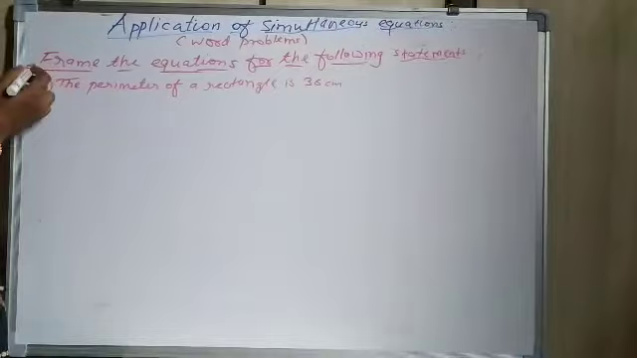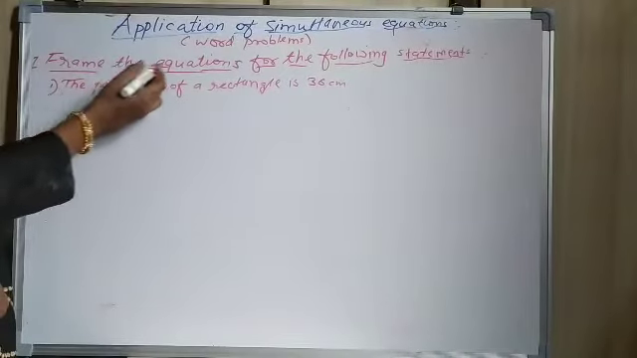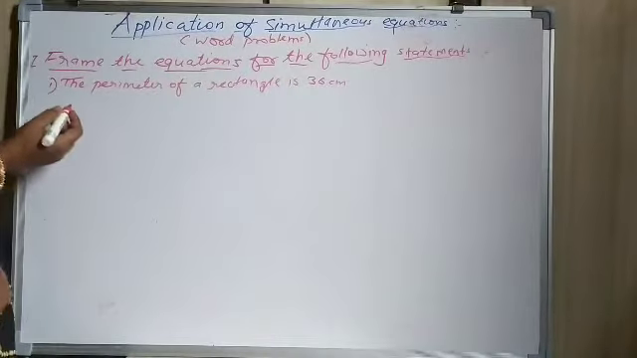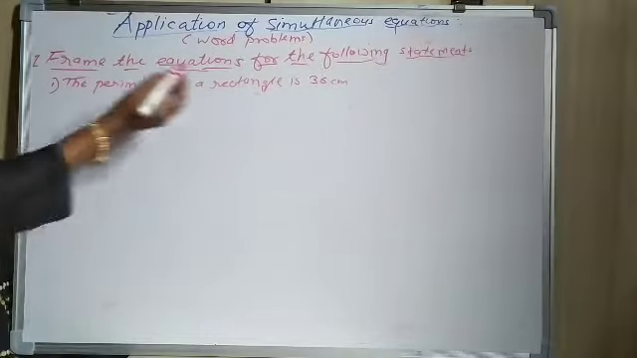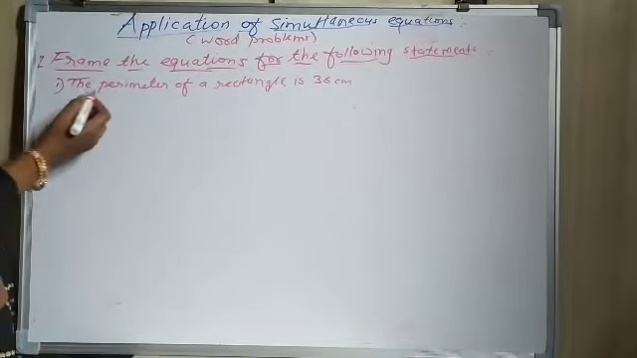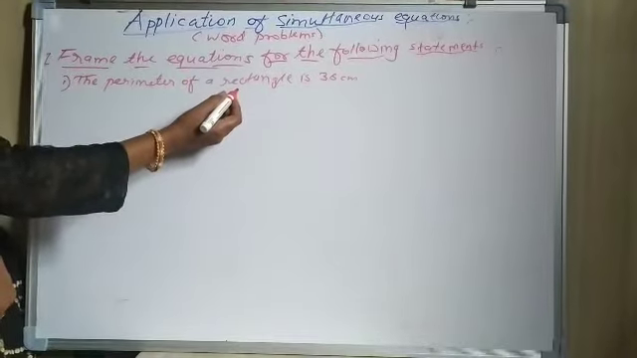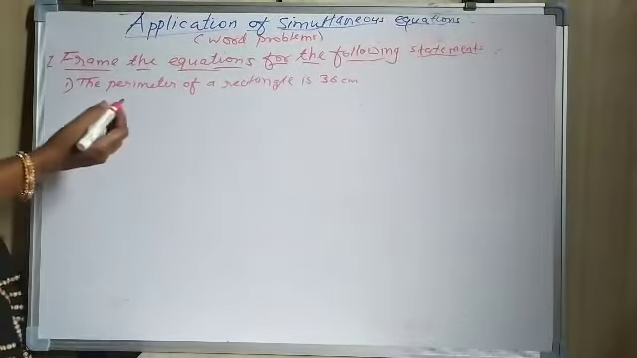Today we will study the topic applications of simultaneous equations, that is, word problems based on simultaneous equations. First we will study how to frame the equations. Now first question, frame the equations for the following statement. First example: the perimeter of a rectangle is 36 centimeter. Now we have to frame an equation for this statement by taking two variables.